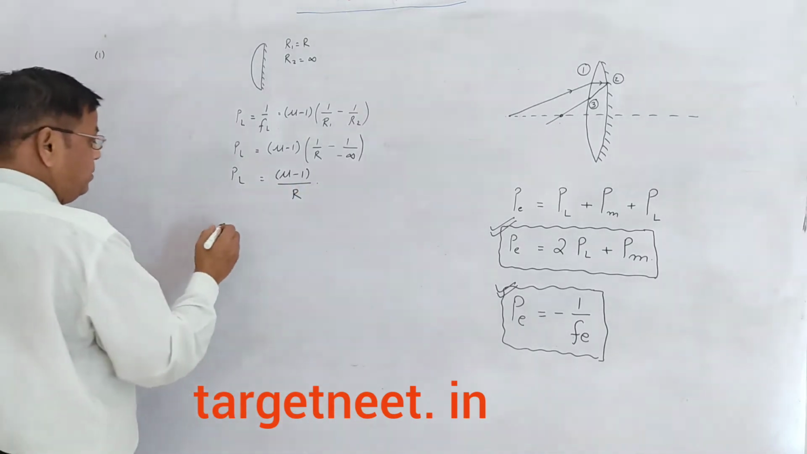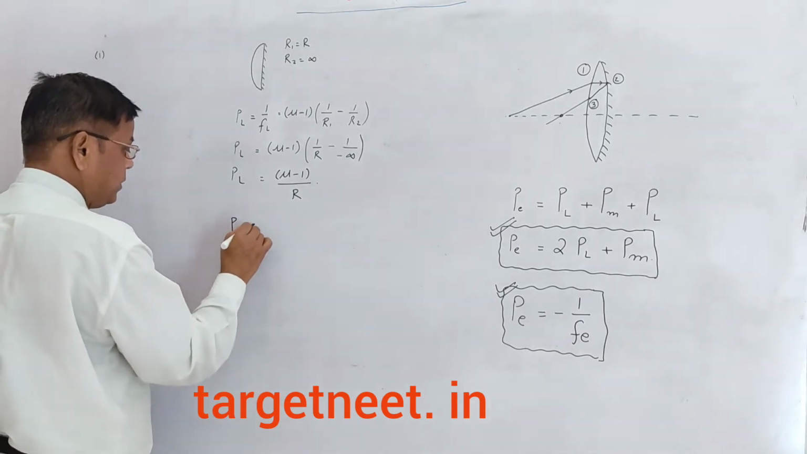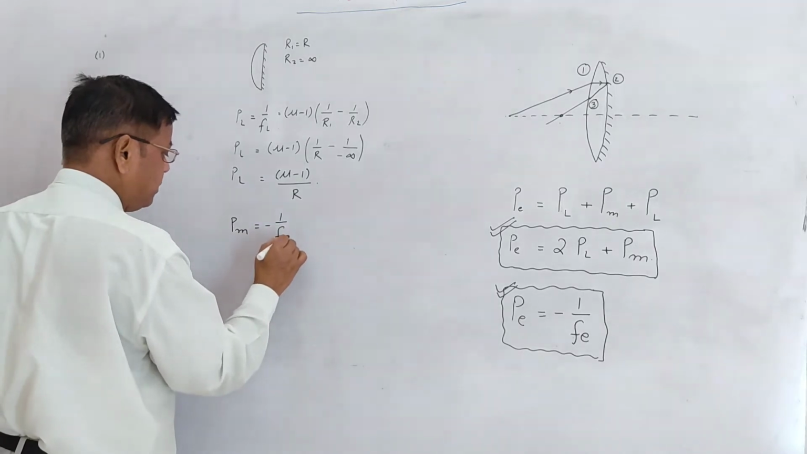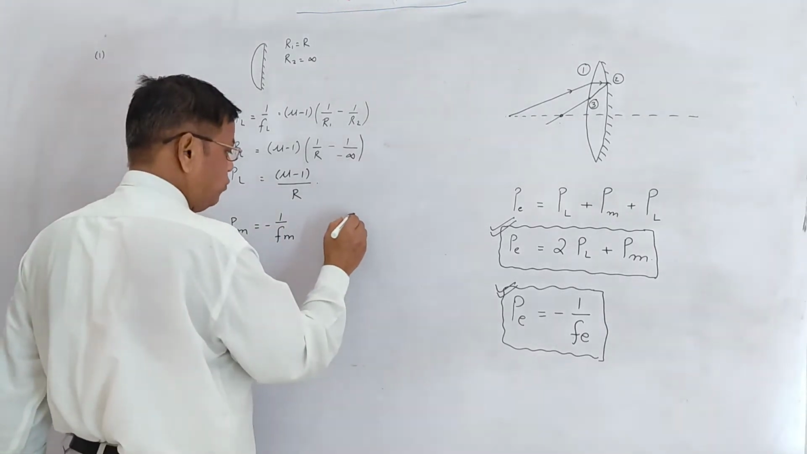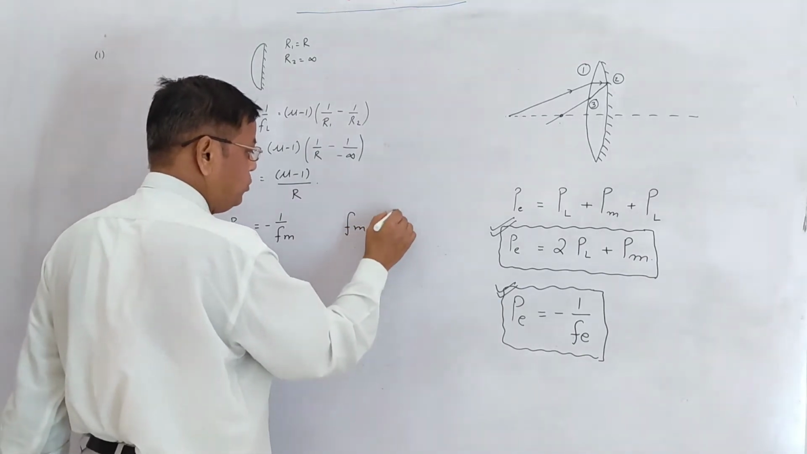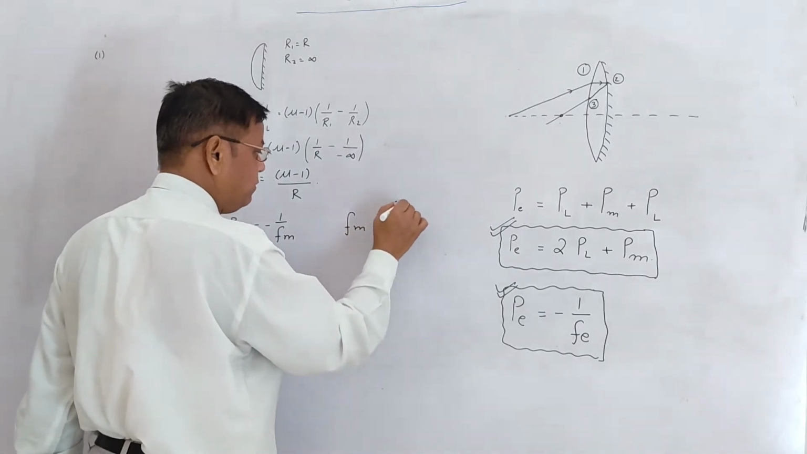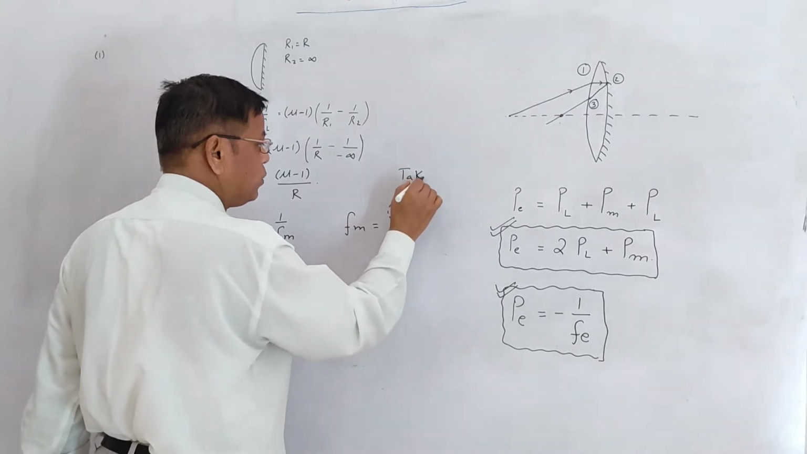Now the power of the mirror is minus 1 upon the focal length of the mirror. This is the formula, and you know the focal length of a mirror is R by 2. Here R should be taken with sign.